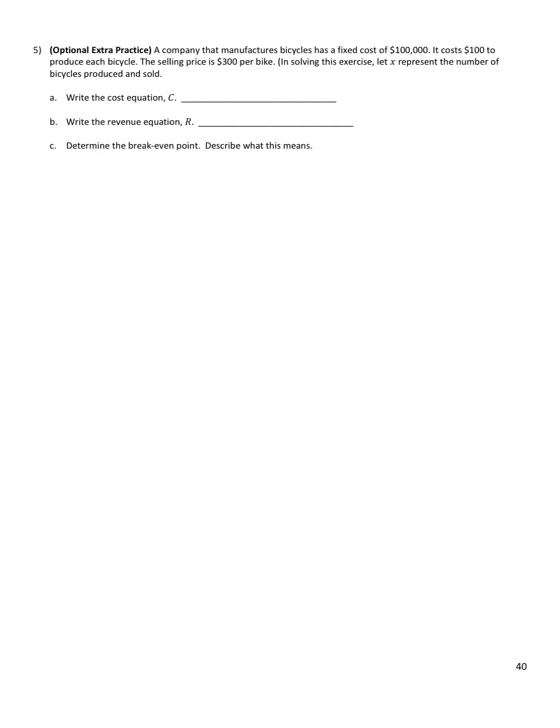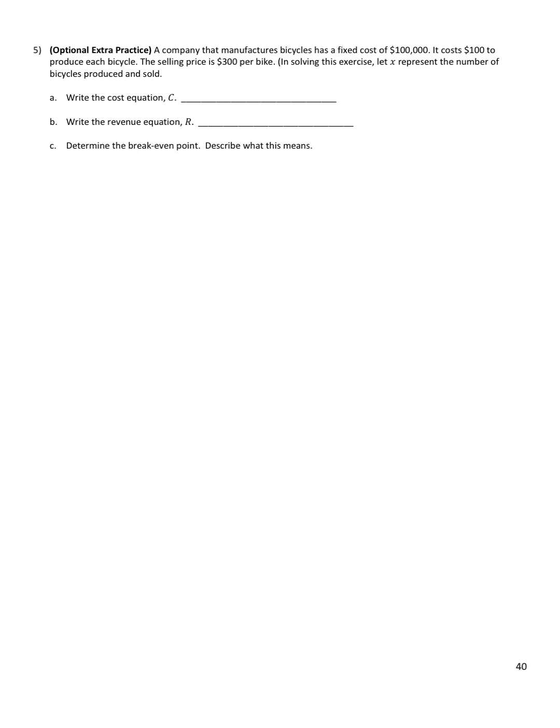Number 5, an additional extra practice problem. A company that manufactures bicycles has a fixed cost of $100,000 and it costs an additional $100 to produce each bicycle. The selling price is $300 per bike. So we want X to represent the number of bicycles produced and sold, and we're going to determine the break-even point.